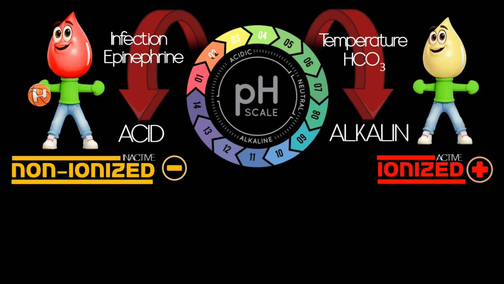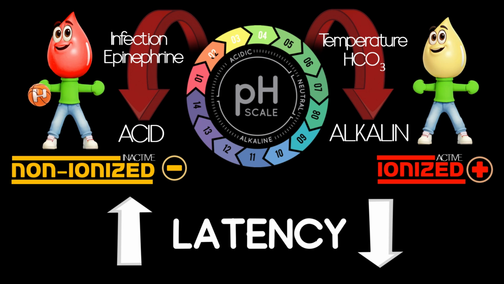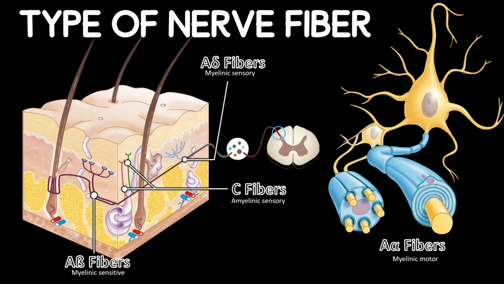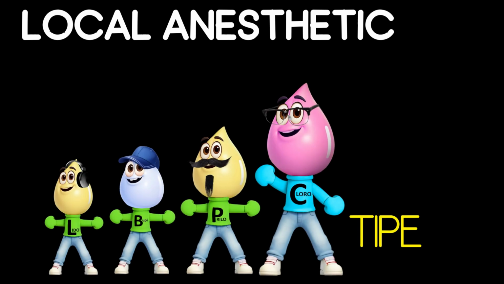Consequently, these two scenarios can result in alterations in the latency of the drug, either in a positive or a negative direction. The diameter of the fibers will also affect the rate of blockage. Sensitive myelinic C fibers are the first to block, followed by the progressively larger myelinic A beta and motor A alpha fibers. As previously discussed, the chemical structure of each local anesthetic influences the type of blockade produced by the drug on the nerve fiber.